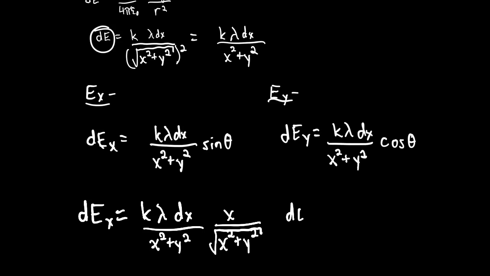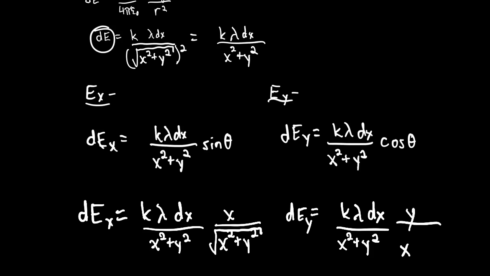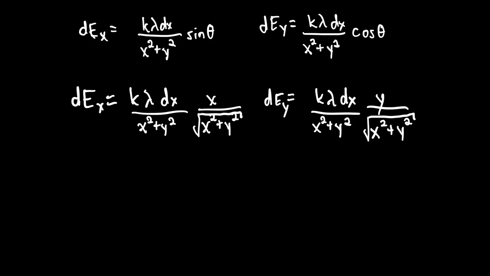And dEy is k times lambda times dx over x squared plus y squared times, oh gosh, that was y divided by the square root of x squared plus y squared. This looks horrible. It hasn't been that horrible, though. I've just been plugging in things. Okay. Now from here, it looks like it's going to be awful.